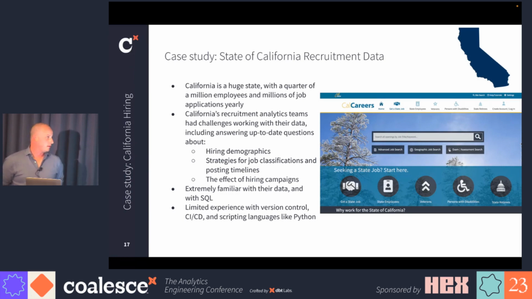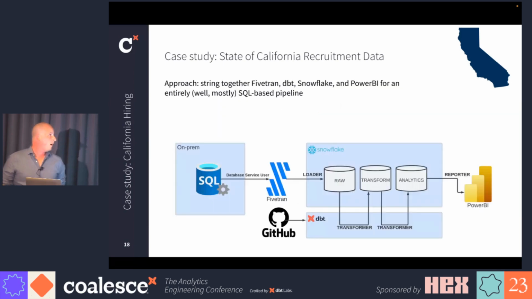These teams were extremely familiar with their own data and also very good with SQL, but they had limited experience with version control, with CI/CD, with scripting languages like Python. So that really made DBT a good fit for this team. Our approach was to string together a number of SaaS tools, including Fivetran, DBT, Snowflake, and Power BI, for an end-to-end, mostly SQL pipeline. So people didn't need to learn any other programming languages.